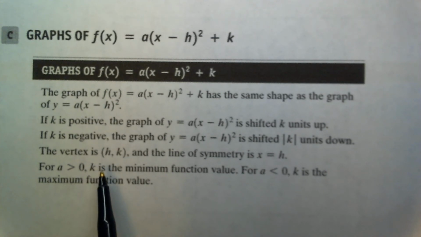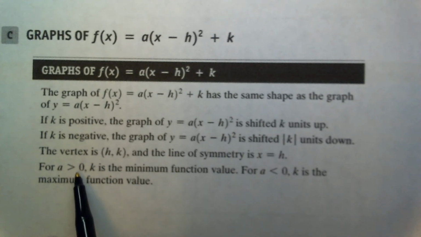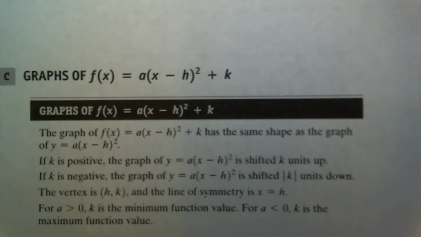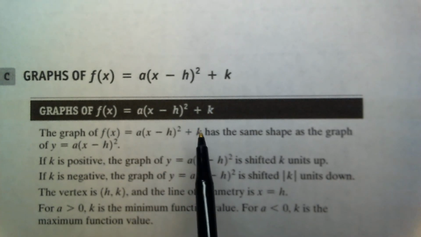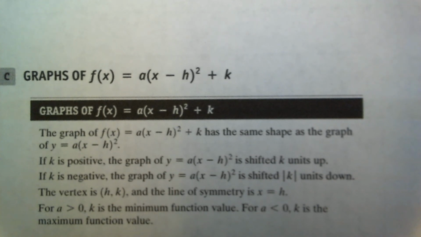And here's the interesting thing. The vertex is the ordered pair (h, k). And the line of symmetry is x equals h, as we had before in the previous examples. And when a is greater than 0, k is the minimum function value. And for a less than 0, k is the maximum function value. In other words, once we have an equation written in this form, it gives us plenty of information about the vertex and the maximum and the minimum value, which is really of great interest in many of the applications.